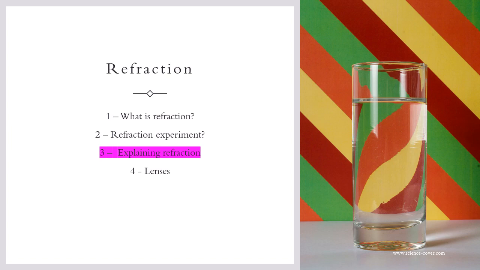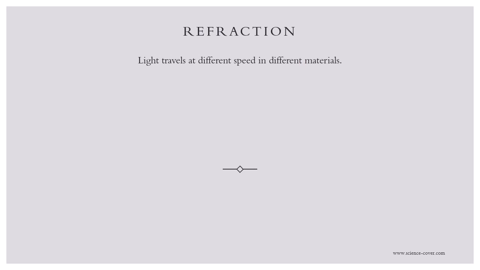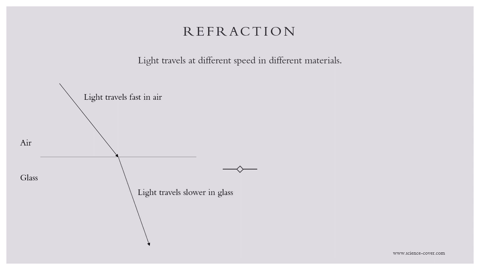Now we will look at how to explain refraction. We know that light travels at different speeds in different materials. As light moves from air into glass, the light will travel quickly in the air and then slow down as it enters the glass, and this causes a change in direction of the light.